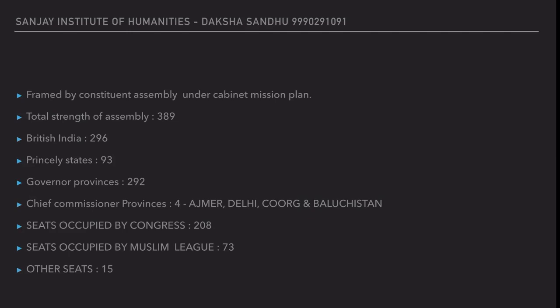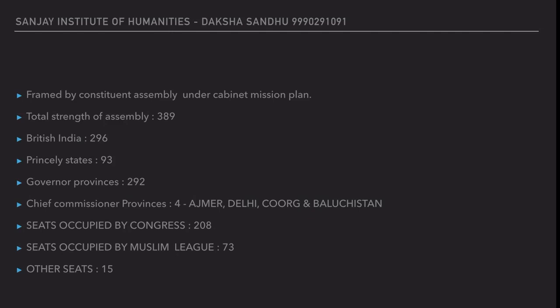Further, out of 296 members, 292 were to be elected by provincial legislatures and 4 members were to be drawn from the Chief Commissioner's provinces. These Chief Commissioner provinces were Ajmer, Delhi, Coorg and Balochistan. I am repeating the names again: Ajmer, Delhi, Coorg and Balochistan.